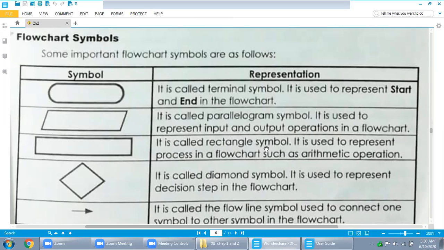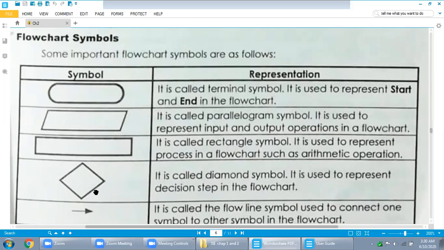It is called the rectangle symbol. It is used to represent a process in a flowchart, such as an arithmetic operation. What are the arithmetic operations? Any operation in which we use plus, addition, minus, subtraction, asterisk, multiplication, slash, division. So these instructions are called arithmetic operations.